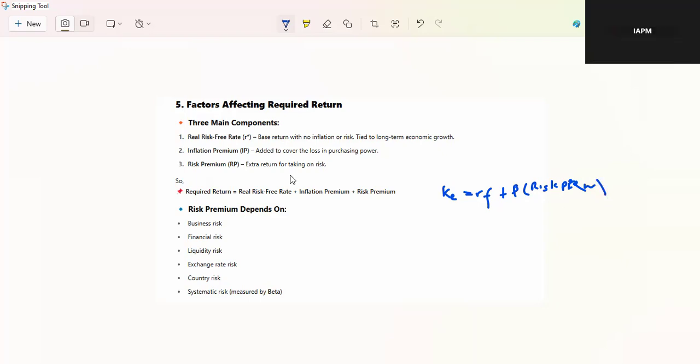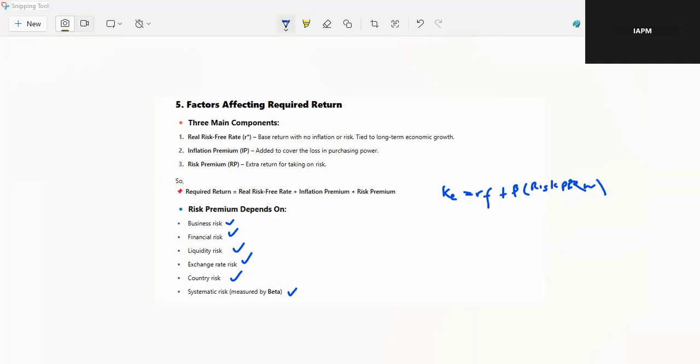So the risk premium will depend on a number of factors: the business risk, the financial risk, the liquidity risk, the exchange rate risk, the country risk, the systematic risk, which is measured by beta. And by now, I hope you understand what each of these risks entail. Quickly, what is a business risk? What is financial risk? What is liquidity risk?